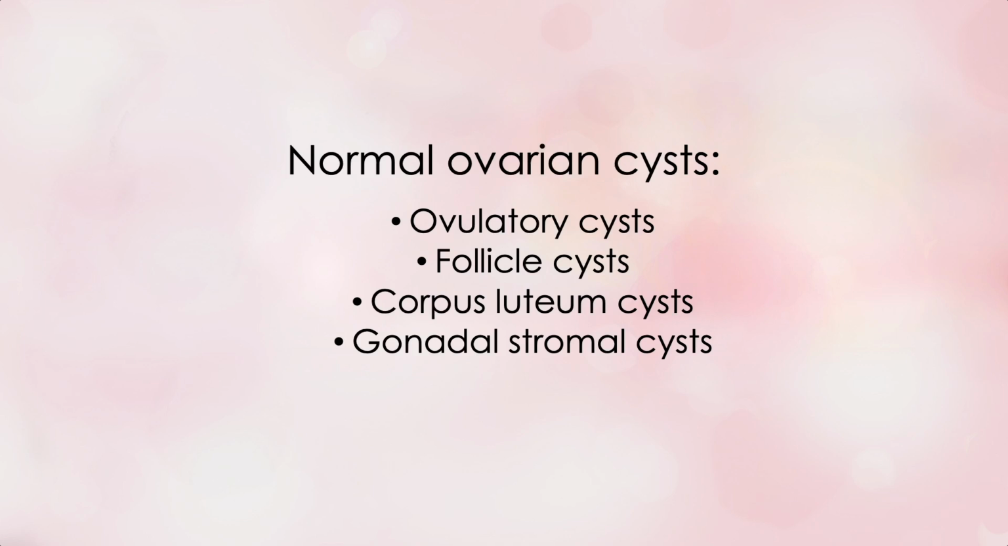So the category of swellings that are called cysts are mostly normal, functional cysts. They come and go and usually cause no problems whatsoever. And they include ovulatory cysts, follicle cysts, corpus luteum cysts, and gonadal stromal cysts.